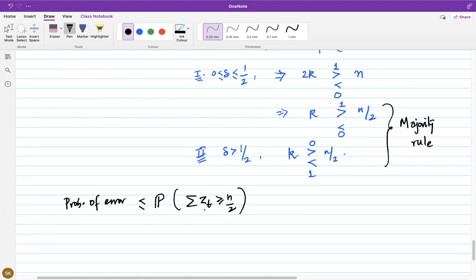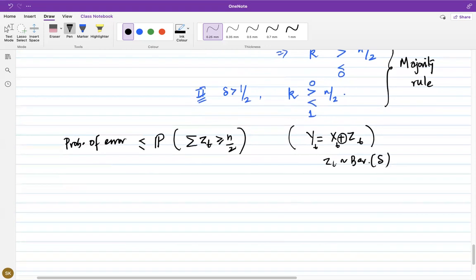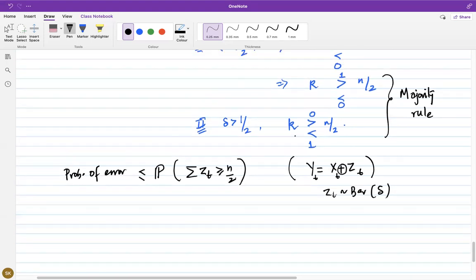So the total number of flips, recall that for BSC we had the following channel model: y was equal to x plus z. I'll introduce a subscript here to specify the time instance, and recall that this is just the XOR operation, and this z_t was a Bernoulli random variable with success probability delta. So the number of times you see ones is the number of times the input gets flipped. And if the input gets flipped more than n by 2 times, then you always commit an error.